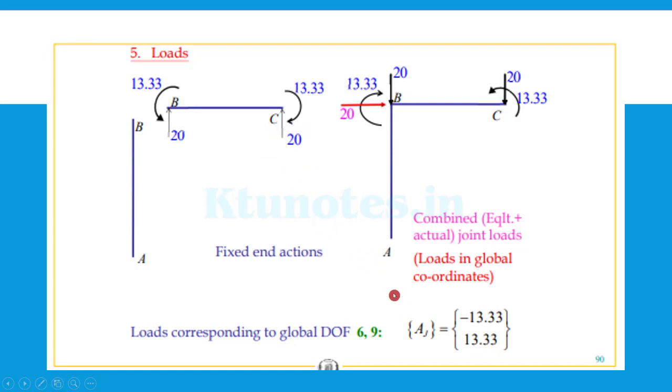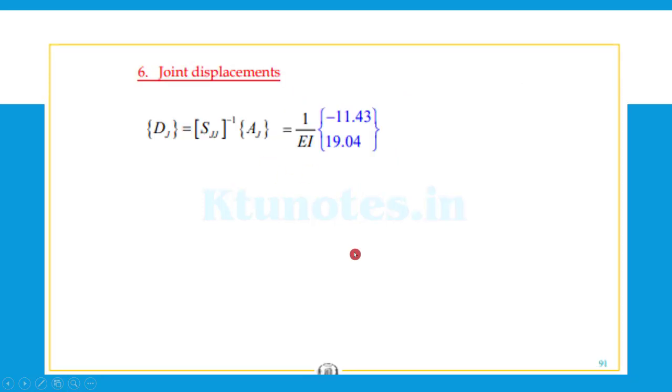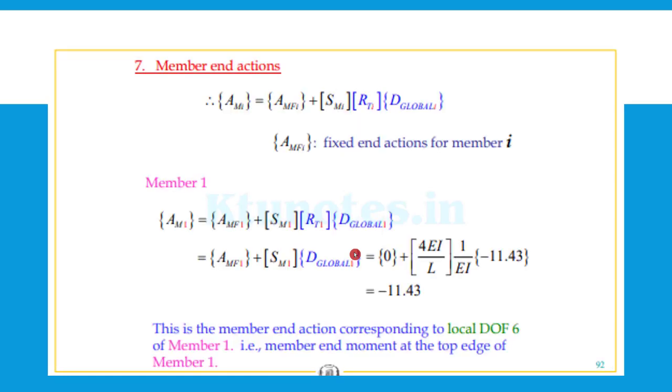Now we have the equation Dj is equal to Sjj inverse into Aj, which is equal to 1 by EI into minus 11.43, 19.04. And for the member end actions, you need to add also the fixed end moment. AMi is equal to AMFi plus SMi into RTi into D global. AMFi is equal to fixed end actions of member i.